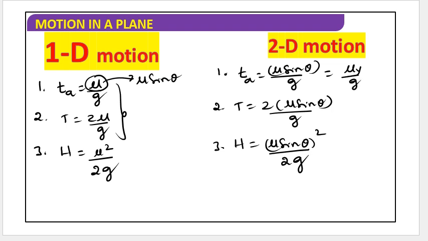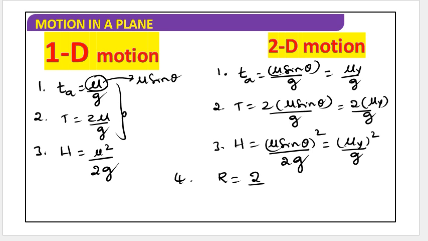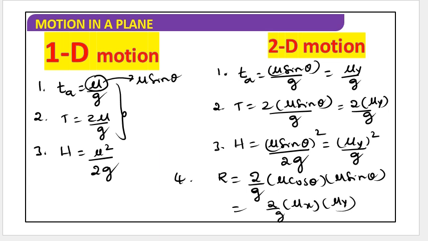Otherwise, in the place of u sin theta, remember uy, that means the initial vertical component of velocity. So in the place of u sin theta, write uy by g. Next, uy whole square by 2g. You also have to remember the range. The easy formula for range is 2 by g, u cos theta into u sin theta. So we can write 2 by g, ux into uy, where ux is u cos theta and uy is u sin theta. These are the parameters in two dimensional motion, and by these parameters we can study projectile motion.